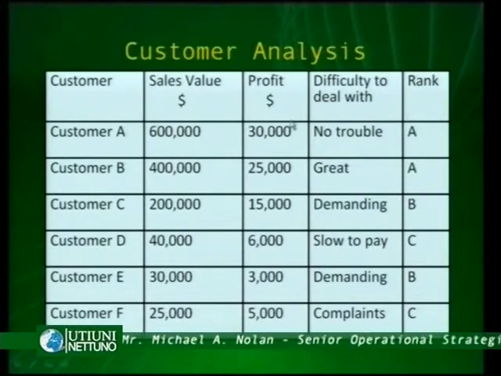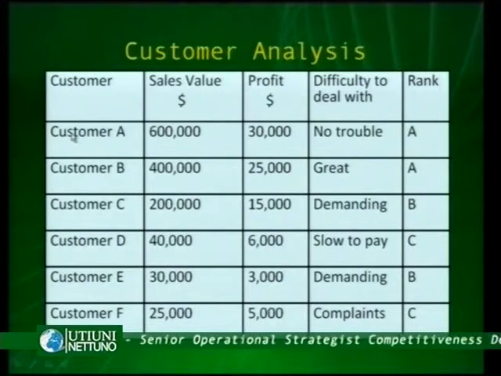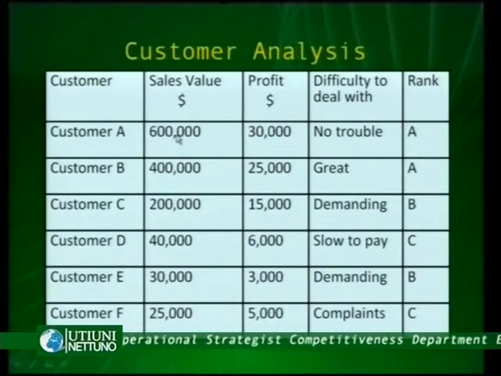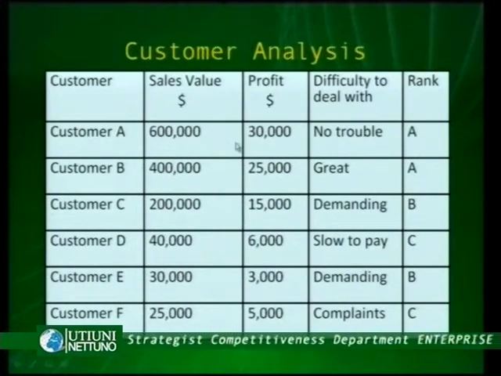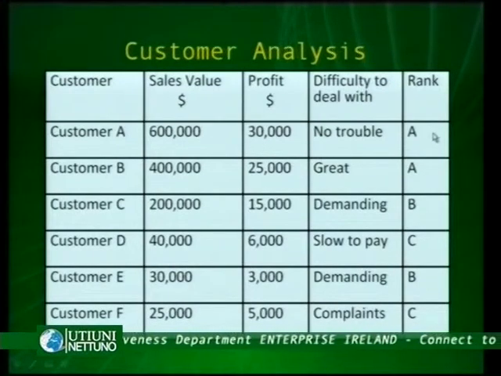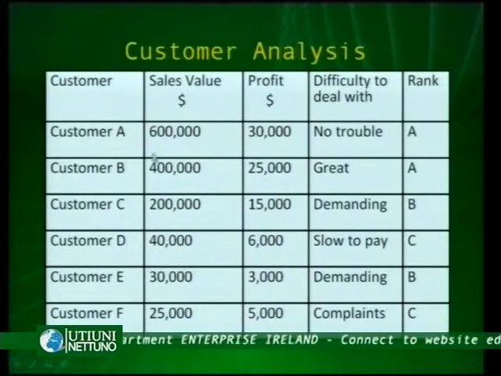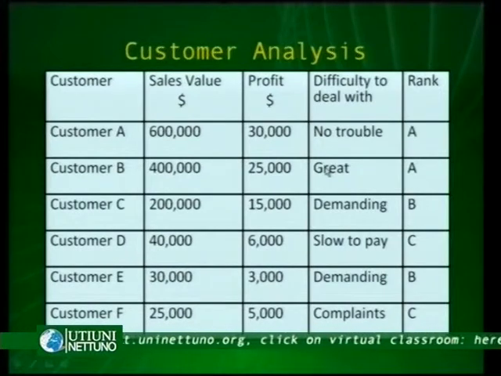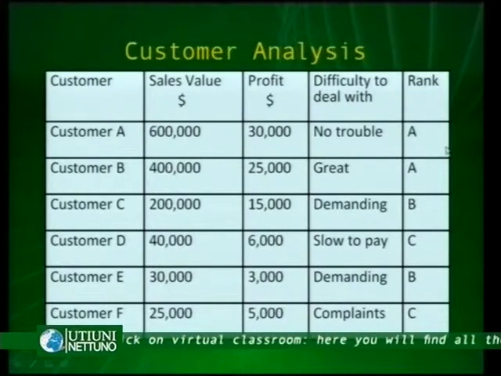So, in this one, going from the top left, we have customer A, $600,000 in sales, 30,000 in profits, no trouble at all, so they're a straight A. They're an A student. Customer B, 400,000 sales. Profit is 25,000, which is actually better in percentage terms, and they're a great company to deal with. You really enjoy working with them. So they're also an A.